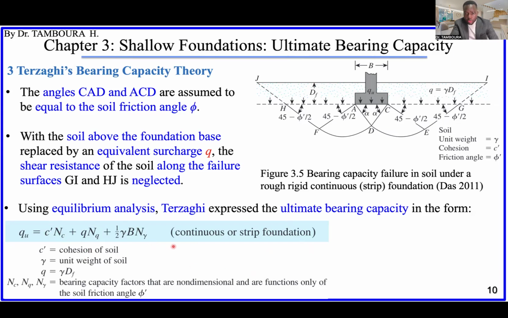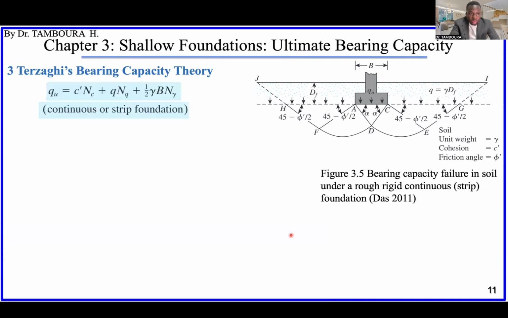Okay, but of course we will add some things, because so far we are just talking about strip footing or continuous footing. Okay, but how about circular footing or square footing? So I put back the formula here. Okay, and we continue. For strip footing, this is what we have. So the bearing capacity factors, we said N_c, N_q, and N_gamma, are defined by using the friction angle of the soil.